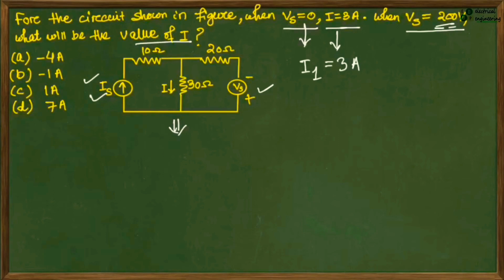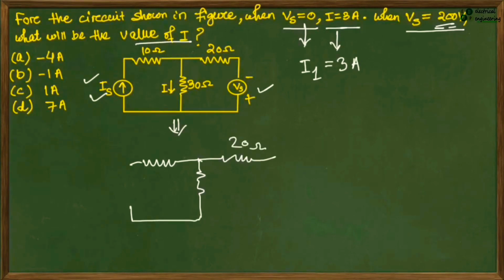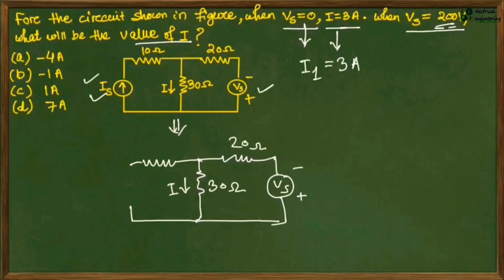Now let's open this source to calculate the response for this voltage source alone. So now let's redraw the circuit by removing this current source Is. We can write, this is your open circuit. Here this is a resistance of 20 ohm and this is 30 ohm, and this is a voltage source, this one positive, this one negative, like that. So here I is flowing like this. Here Vs is given to be 200 volt.